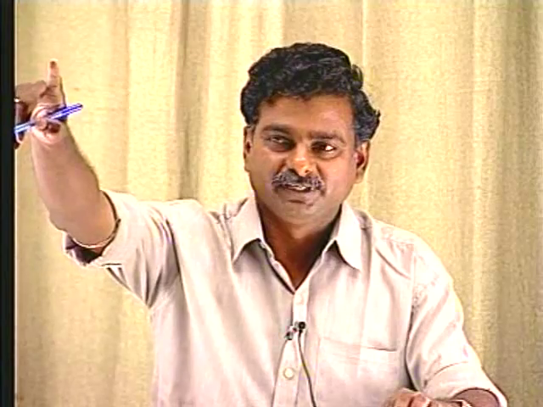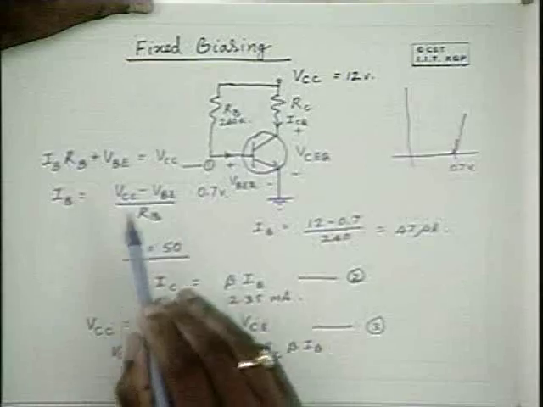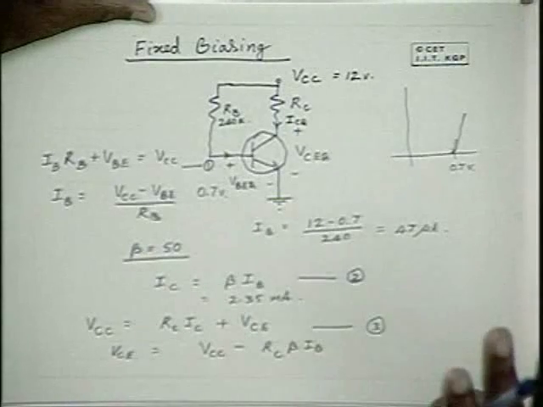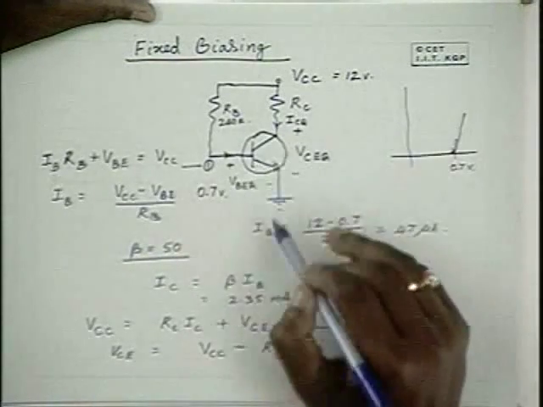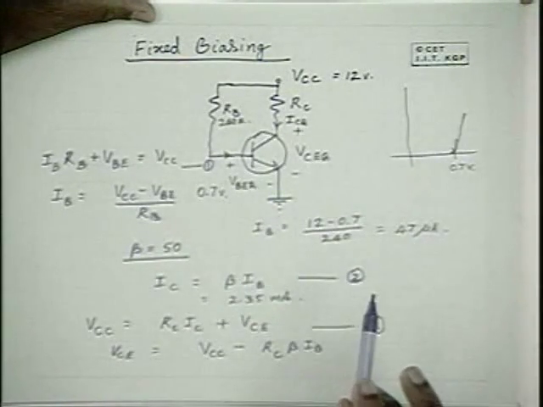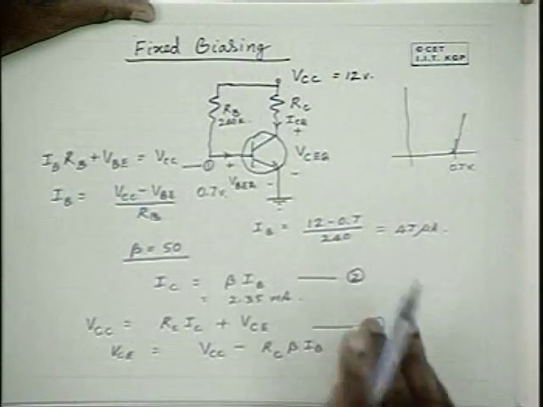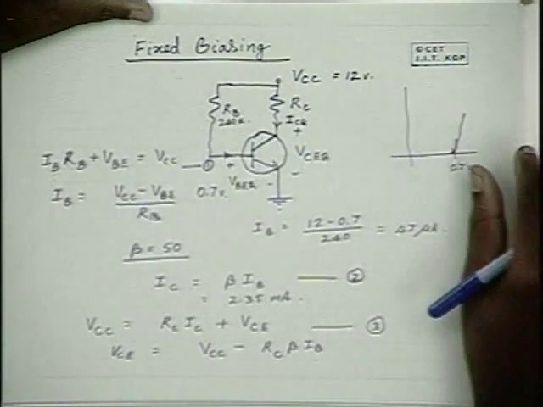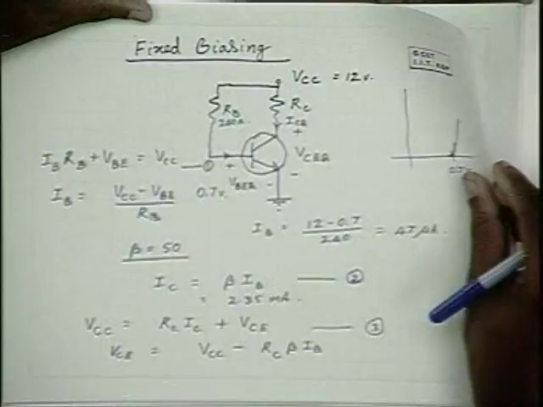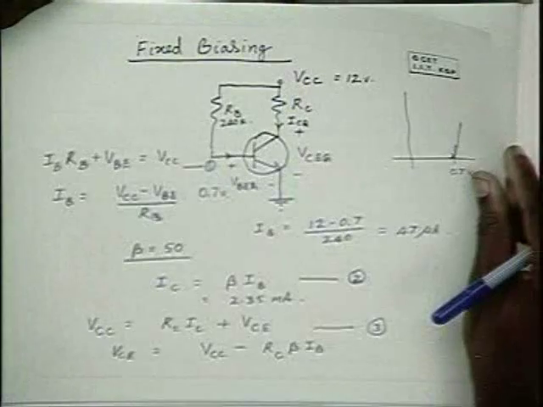And before going to the other biasing circuits, please note that the fixed biasing circuit is a very simple circuit. Analysis is simple and design is also simple. It is governed by simple equations. That is the advantage. But it is associated with some disadvantages too. So what are the disadvantages?